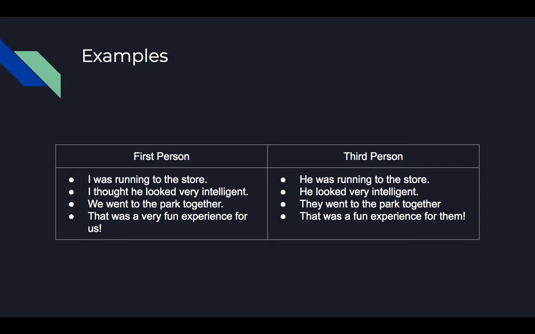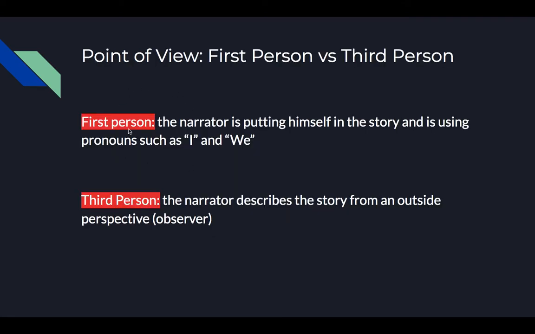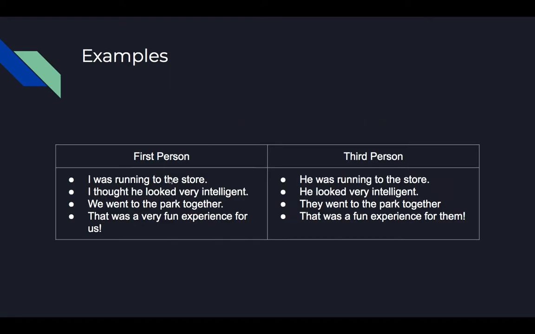All right, so here are some examples of a first and a third person point of view. So here's first person and here's third person, and these examples are connected. So this one's connected with this one, the second bullet point with the second bullet point over here, and so forth. So again, first person, you're using I or we. You're putting yourself in the story. In this sentence, it says, I was running to the store. Because you're using I, that is what makes it a first person point of view. You're putting yourself in the story.